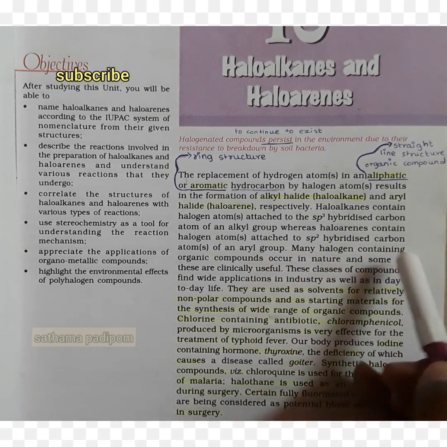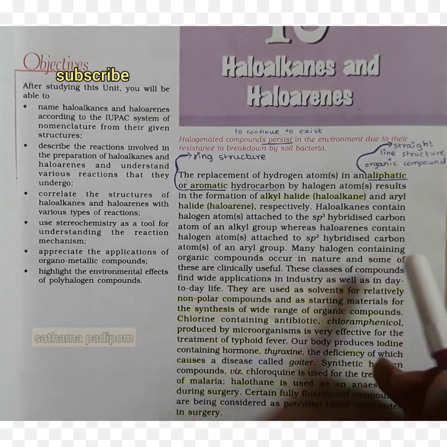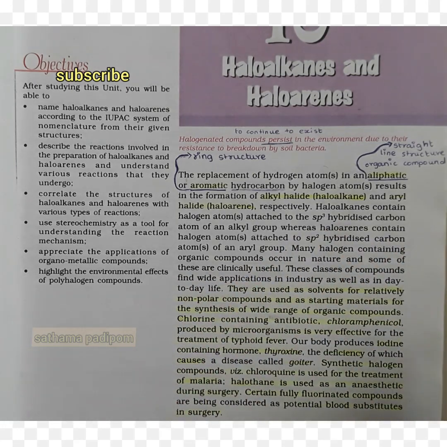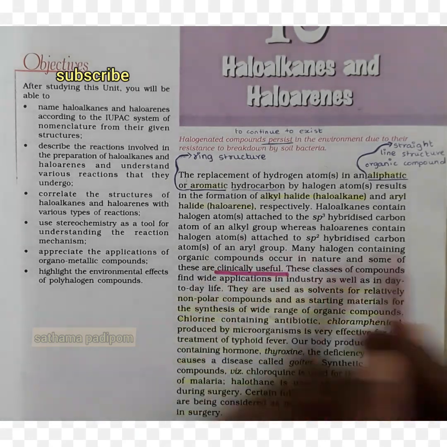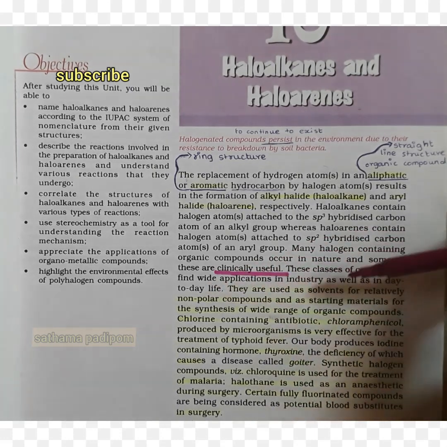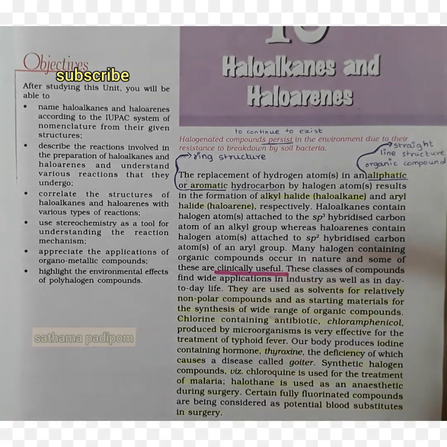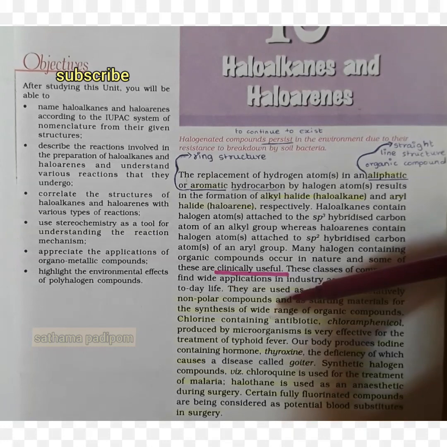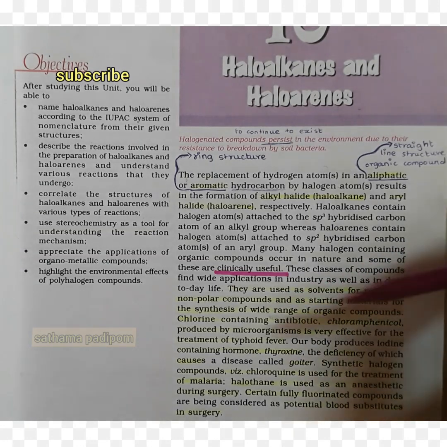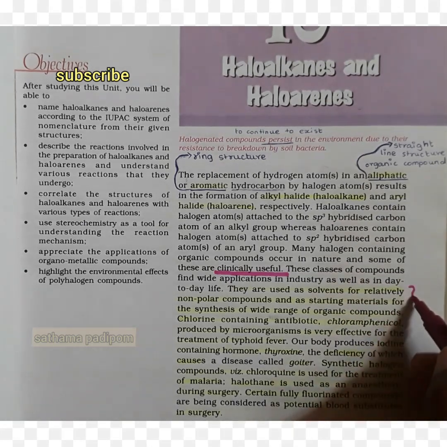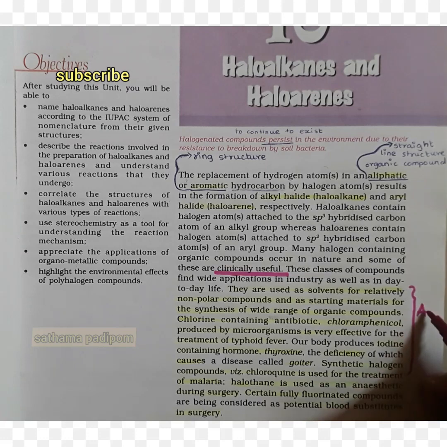Many halogen containing organic compounds occur in nature. Some of these are clinically useful. Okay, this is application based, you have to learn. These classes of compounds find wide applications in industry as well as in your day-to-day life. So they are used as solvents for relatively non-polar compounds and as starting materials for the synthesis of organic compounds. So these things come under application based. It is important, you have to learn.